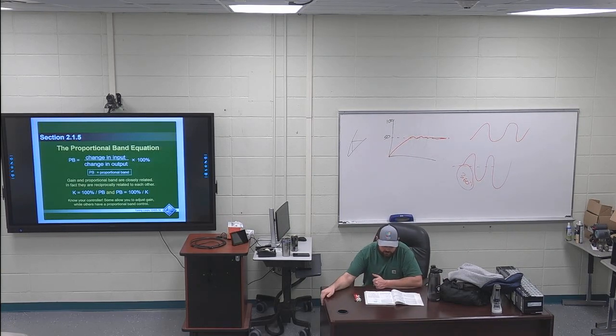They go through a practice problem with that you can read through there. 215, we're on page 9. 215, proportional band. I have the last equation on the page highlighted. PB equals 100% divided by K, which remember our K is our process gain.